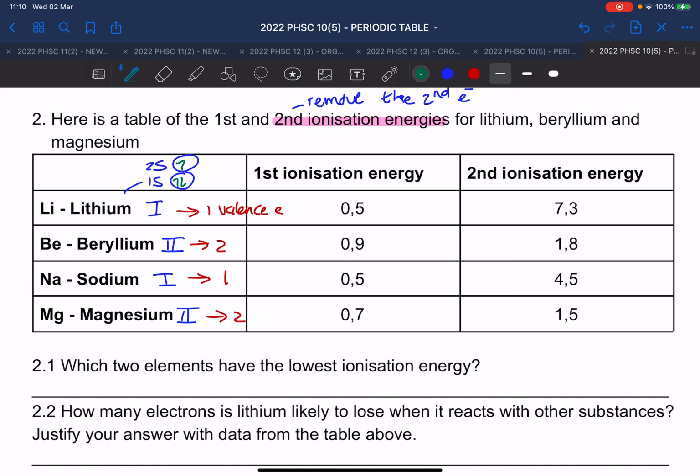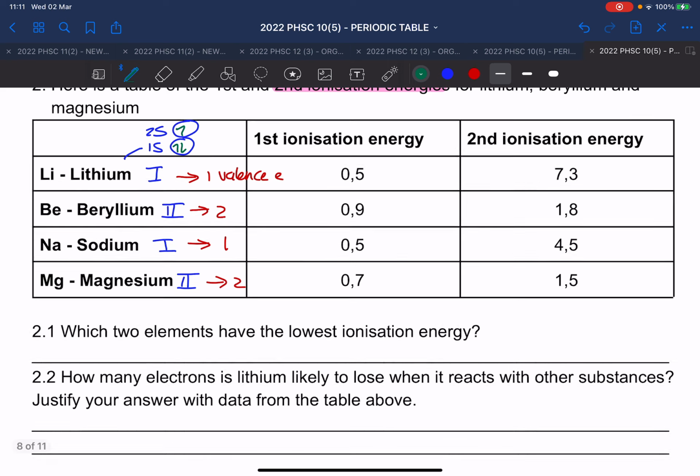Energy level is complete, orbitals are full, valence electrons are paired, so it will require a lot of energy to remove that one. Whereas for beryllium, it will not, because it will still have 1 electron left in the second energy level. Can you see, this is all the interpretation I did before I read the questions. I expect you to do the same in a test.